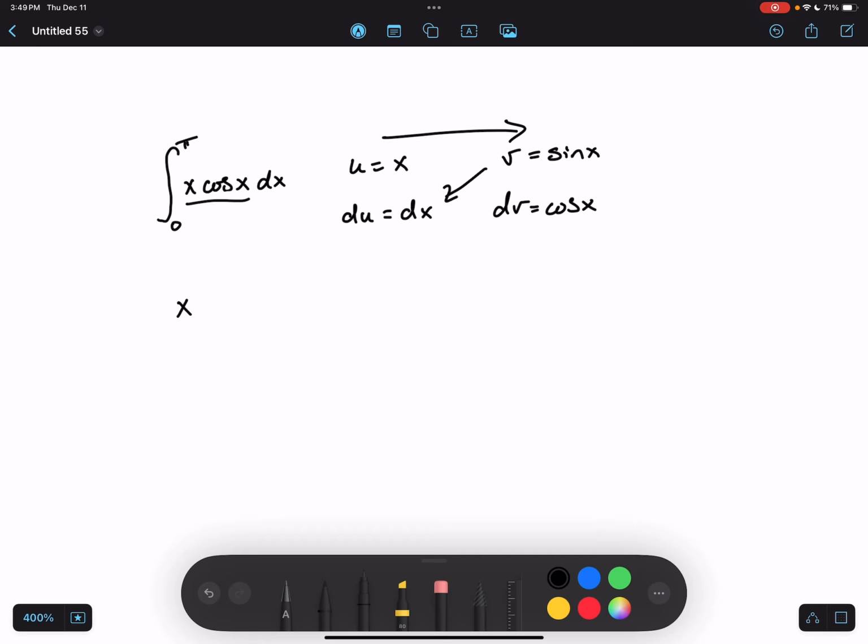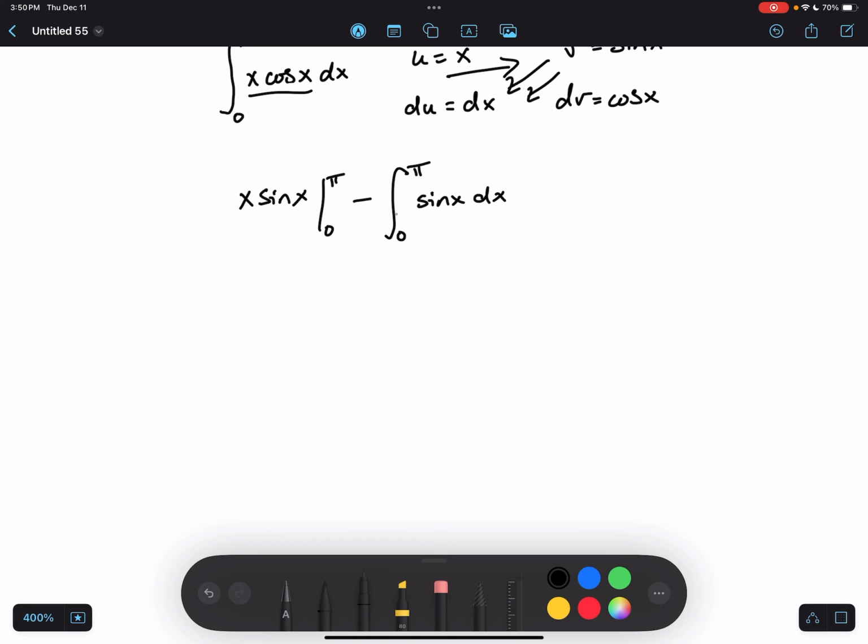So what we've got is x sine x evaluated from 0 to pi minus the integral evaluated from 0 to pi of sine x dx. Of course, we went across the top for the x sine x and then down there for sine x dx. And now we just need to solve the integral of sine x, which we know is negative cosine x.